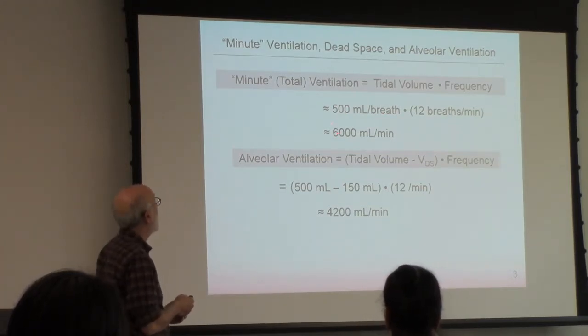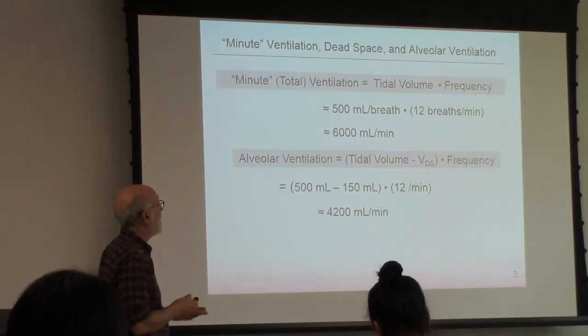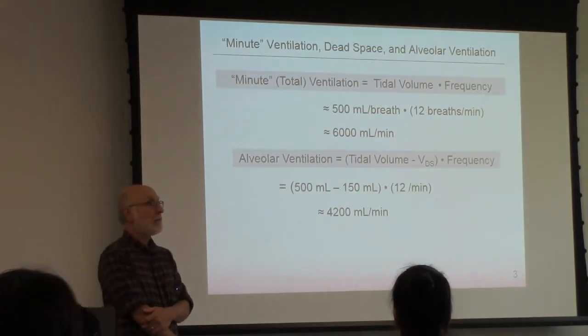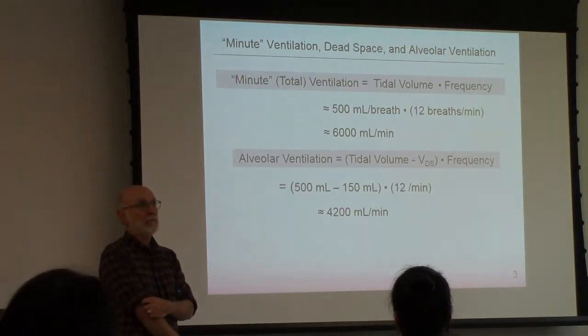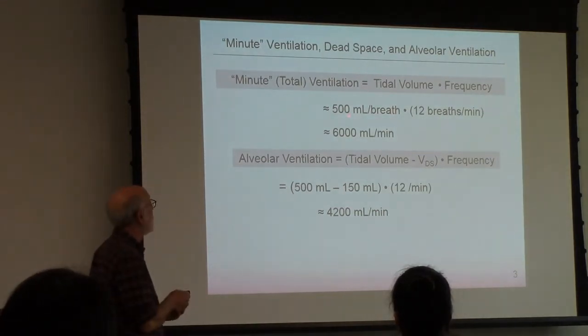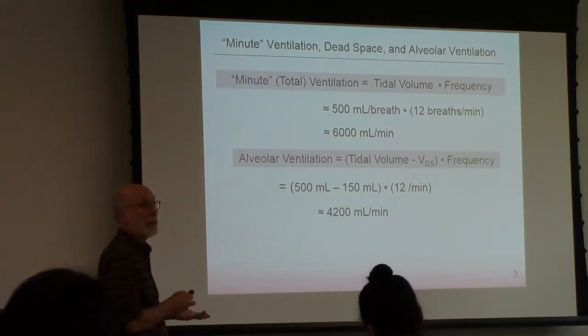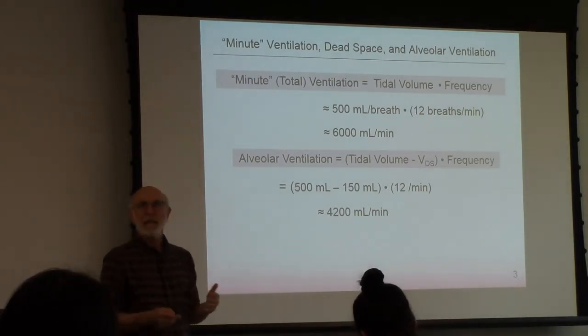But a typical minute ventilation, total ventilation, is 6,000 milliliters per minute. Right? Just 500 times 12. 500 mils per breath times 12 breaths per minute comes out to 6,000 milliliters per minute. That's why it's the minute ventilation.